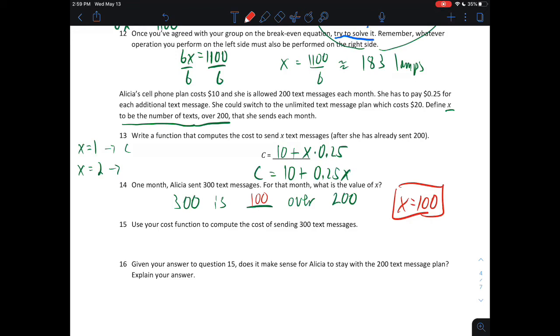So now number 15, use your cost function to compute the cost of sending 300 text messages. Well, that would be C is equal to 10 plus 0.25 times the 100 extra texts that she sent, which then becomes 10 plus 25, which is 35.